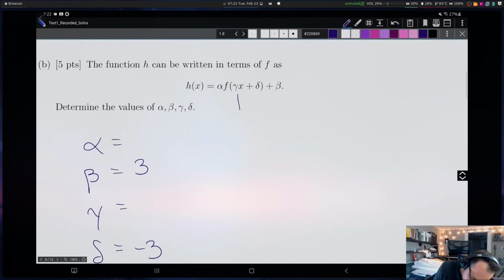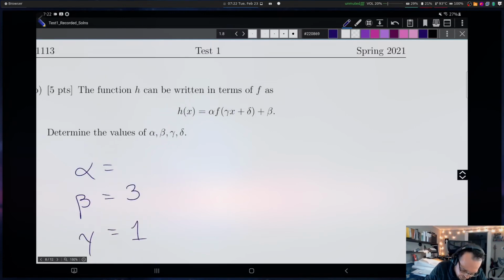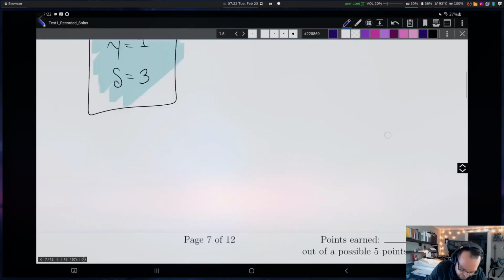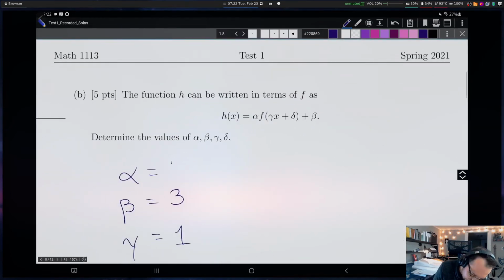Gamma is the thing operating on the x's, so it's operating on the inputs. The inputs have to do with horizontal things. And we saw that we're not changing anything horizontally, so that'll be a 1. And then the alpha thing, we needed to stretch vertically by a factor of 2, so this will be a 2.